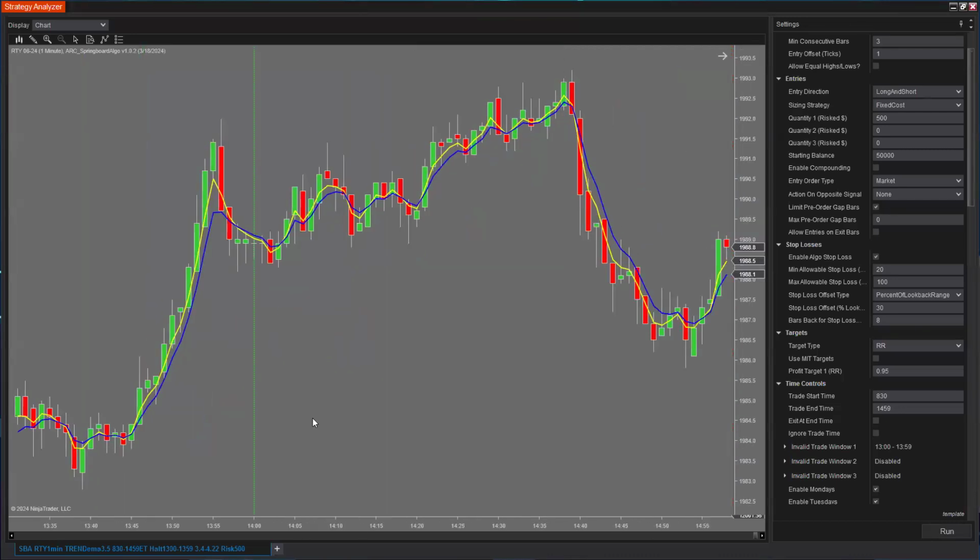Great for probably not 1 minute charts because they're pretty choppy, but could be great on a 5 minute, 30 minute, if you're trading some of the higher time frame stuff, could be great for that too. Good deal.